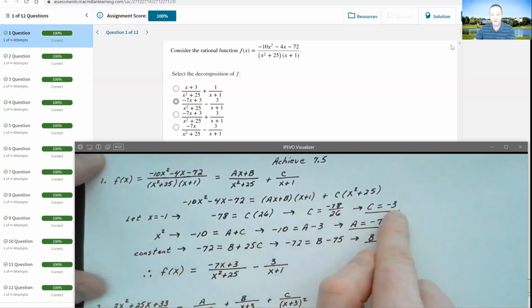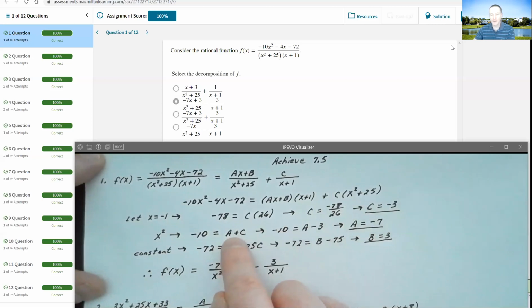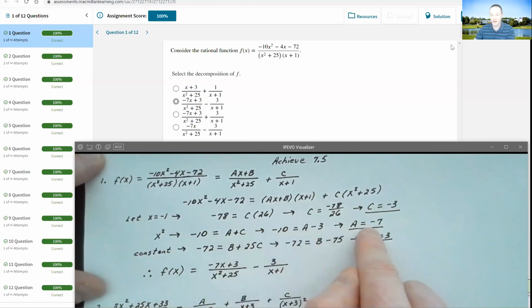I already know c is negative 3, so I would get a plus a negative 3, or a minus 3, is negative 10. Thus, a is going to be negative 10 plus 3. a is negative 7. Now that you know what a is, you can look at the constant in this expression.